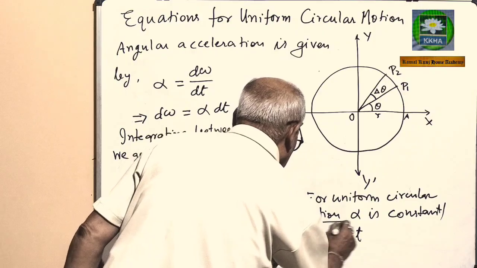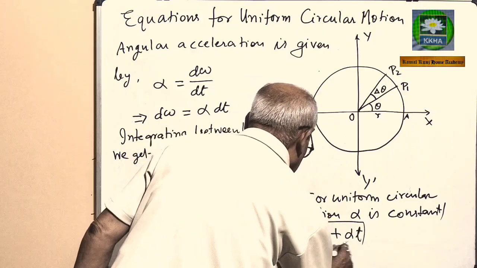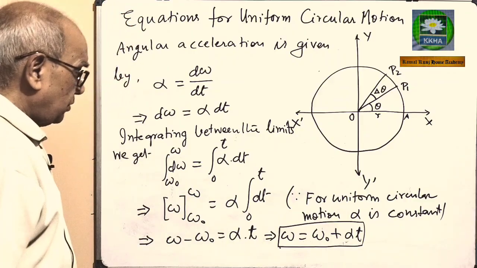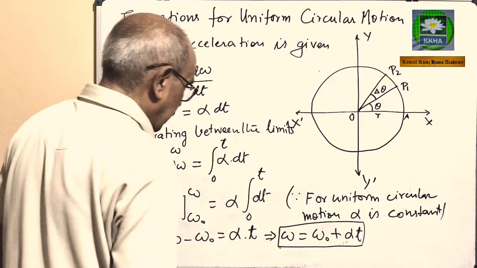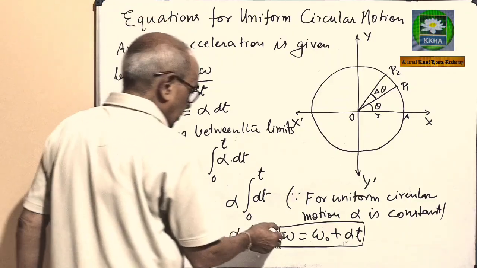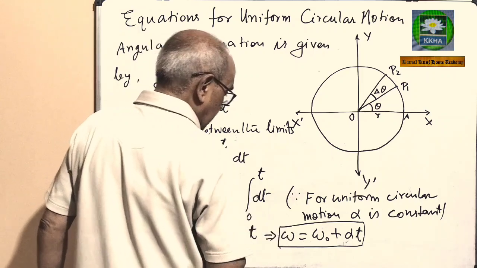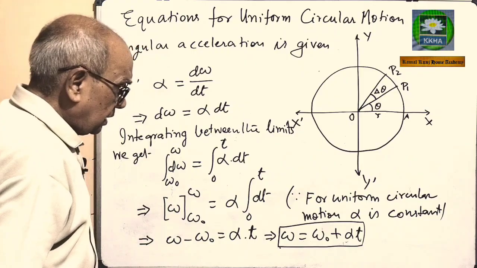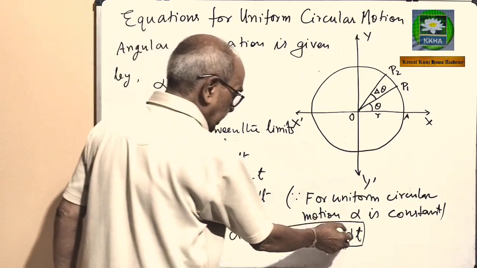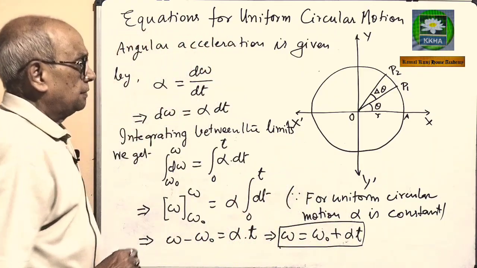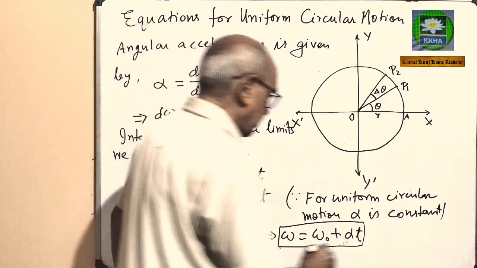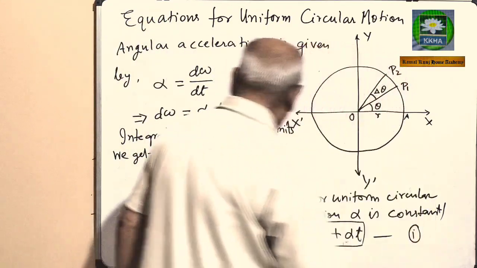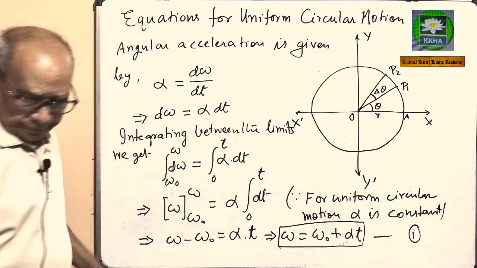So this is the first equation of uniform circular motion. Final angular velocity is equal to initial angular velocity plus the product of angular acceleration and time taken. This is the first equation for uniform circular motion.